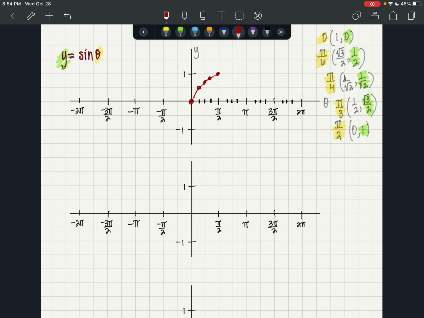Okay, then what's going to happen when you put 2 pi over 3 in? Well, you're going to get that same 0.86 again, right? It's right here. And when you put a pi over 4 in, you're going to get that 0.7-ish again.